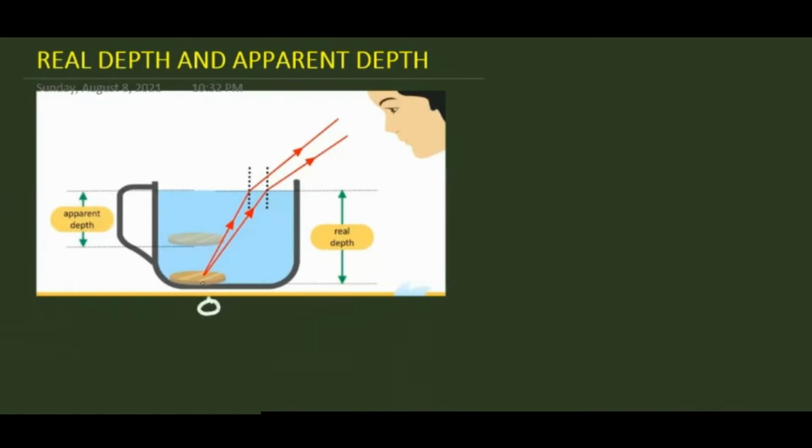So this is which position? Apparent position. Apparent position means this is nothing but the image. This is the image of the coin. That means the observer is able to see the image, not the actual coin. Yes or no, Vishnu Teja?